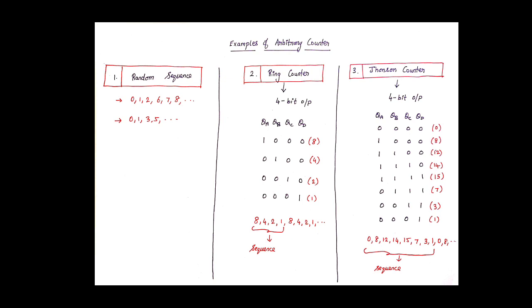It is going to have some order, that is 0 8 12 14 15 7 3 1. It is following a certain order. It is also not a random sequence, right? These are some of the examples of the arbitrary counter. Ring counter and Johnson counter are also examples of the arbitrary counter.